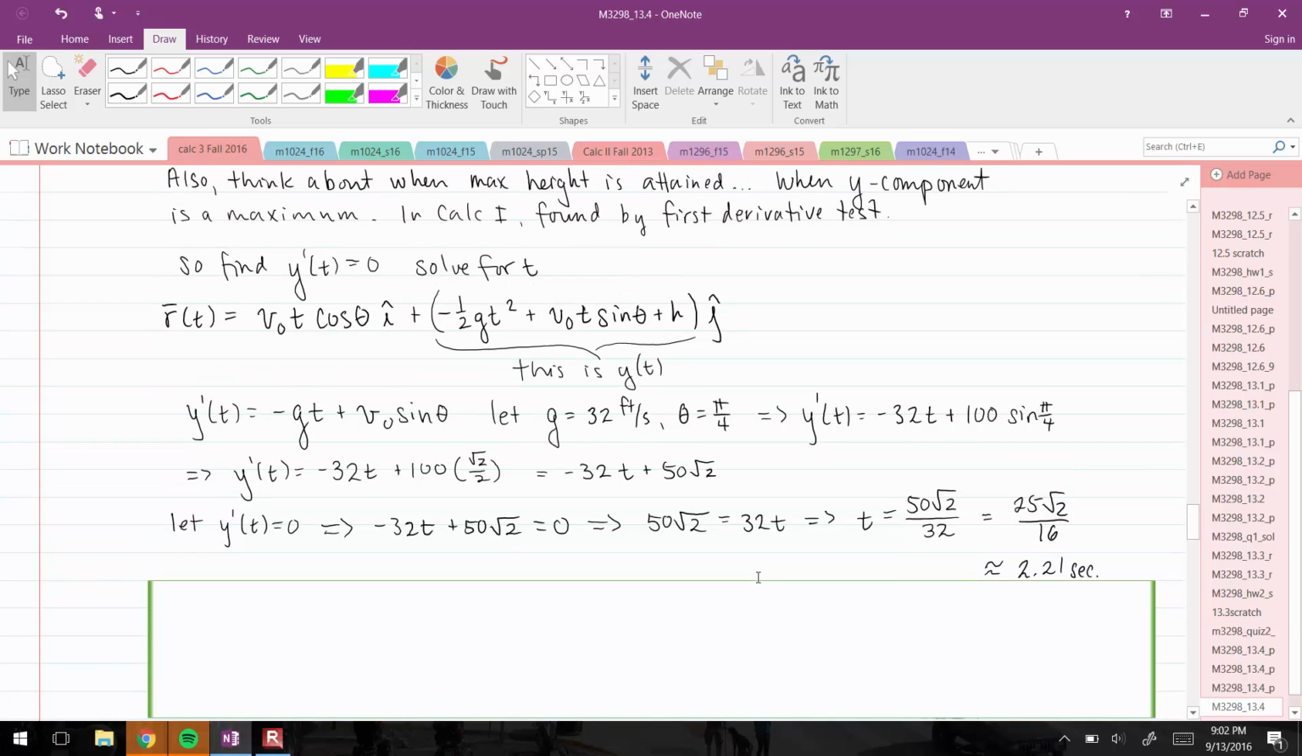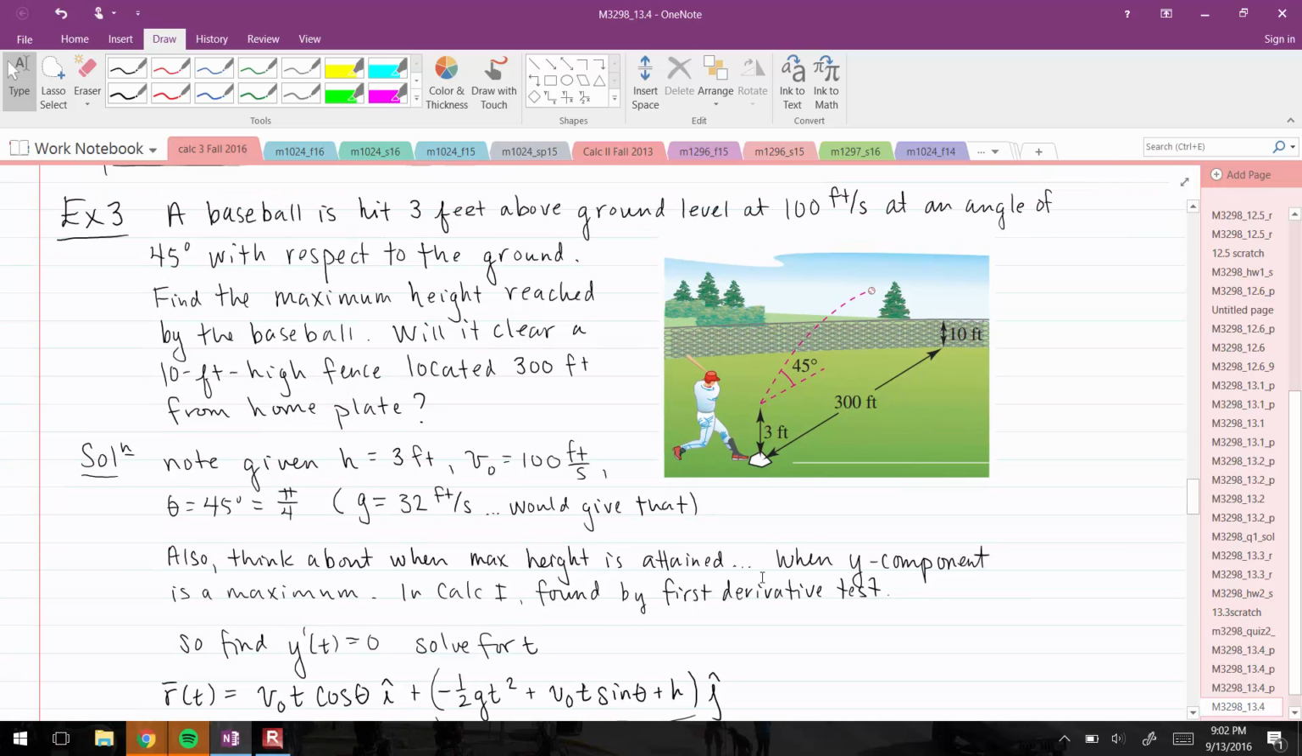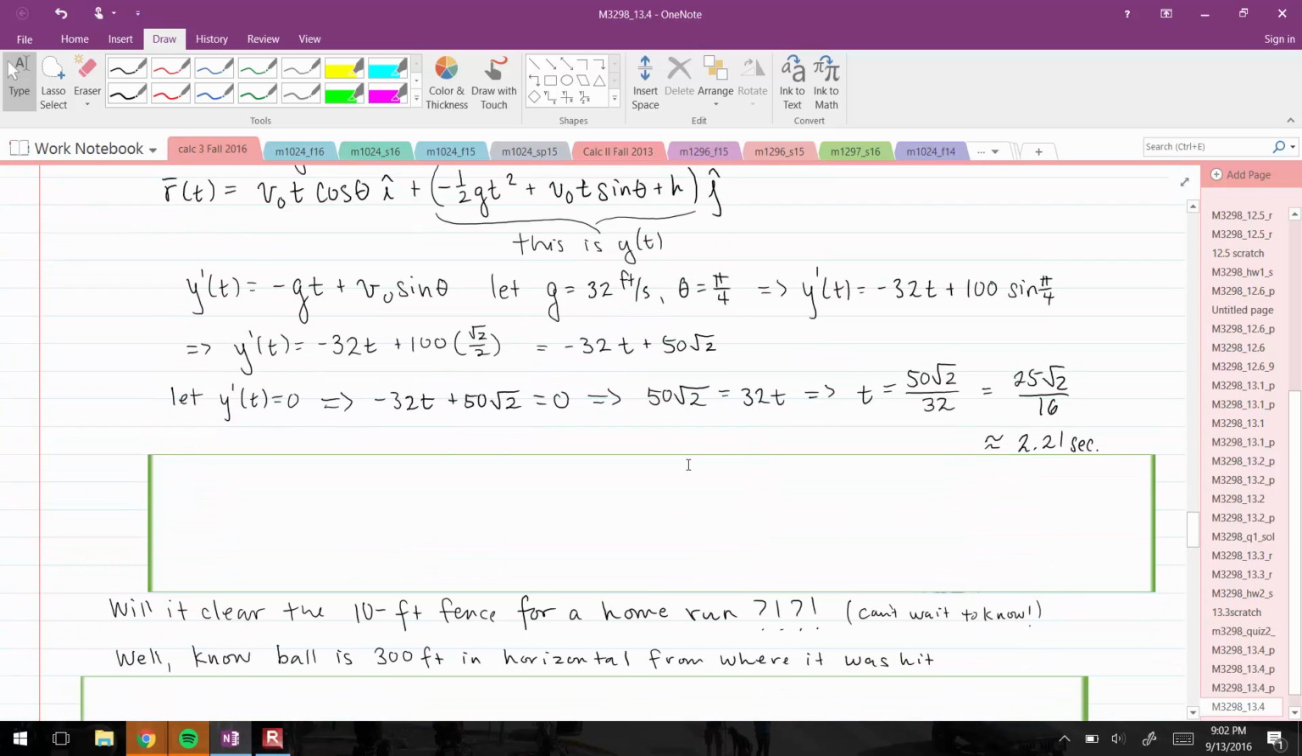Sorry, I keep scrolling here, but what exactly was the question? Find the maximum height reached by the baseball. So it's not asking for the time, it's asking for the actual height. So you need to take that time and plug it into y of t here, not y prime of t, but into the y of t to find that height.